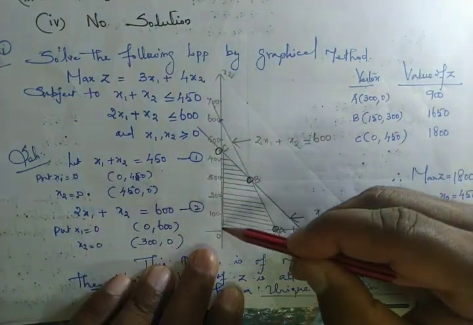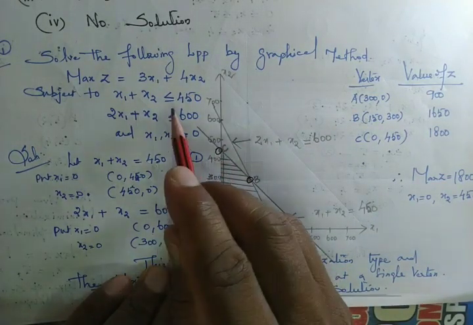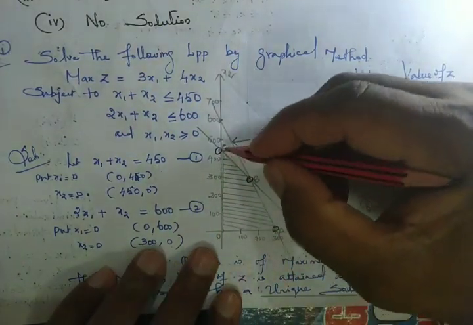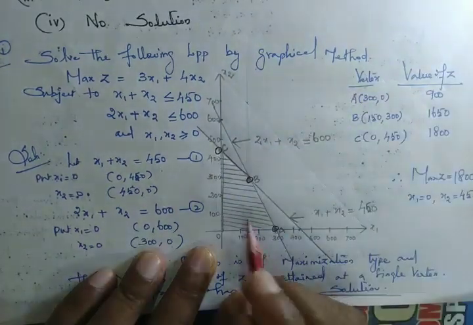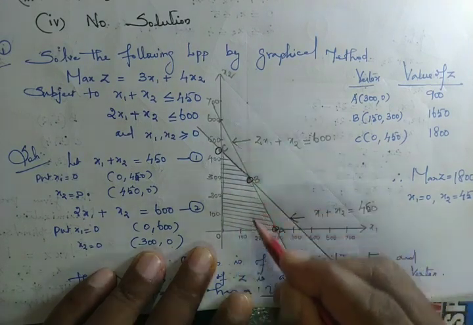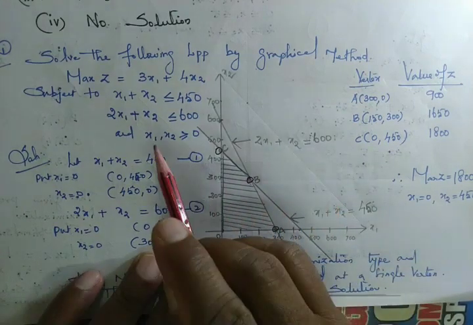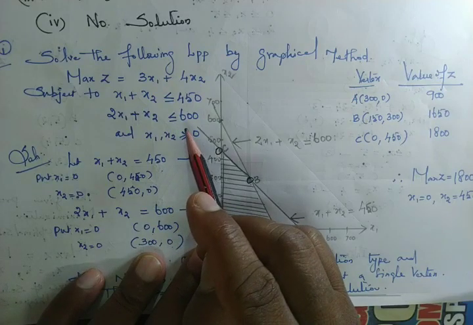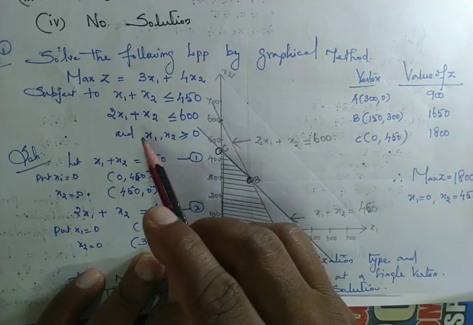You travel along this line, but you can't cross it. The given constraint indicates your region lies below the line. That's the reason you can't cross the line, and you take a diversion. You come to the next line, and after that you can't go straight, because this is the line equation 2x1 plus x2 equal to 600. The constraint says 2x1 plus x2 less than or equal to 600, so your region lies below this line equation.